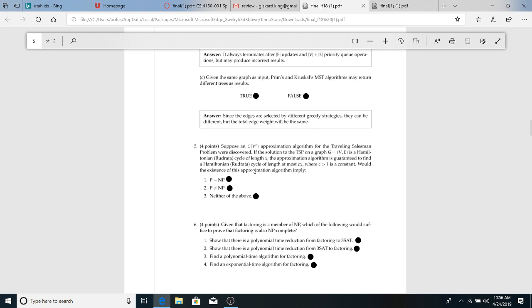Okay, so now we're going to get into some P versus NP, so this should be pretty fresh. We talked about this last 2 weeks. But I mean, these problems definitely can be kind of tricky.